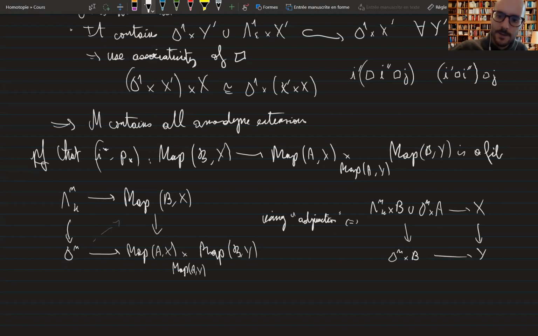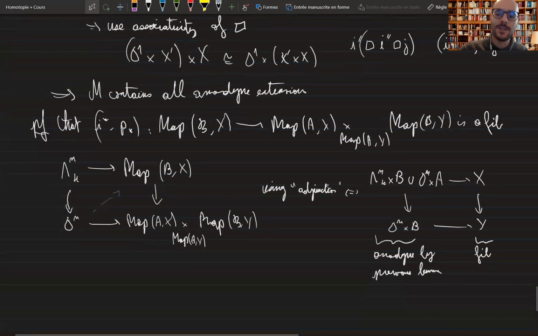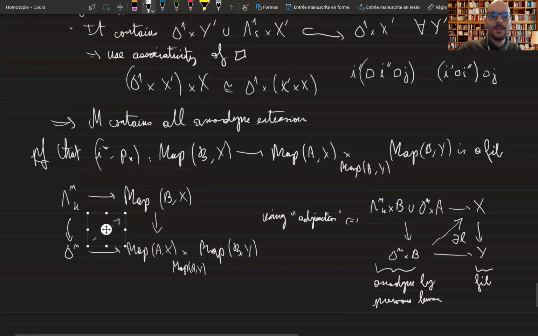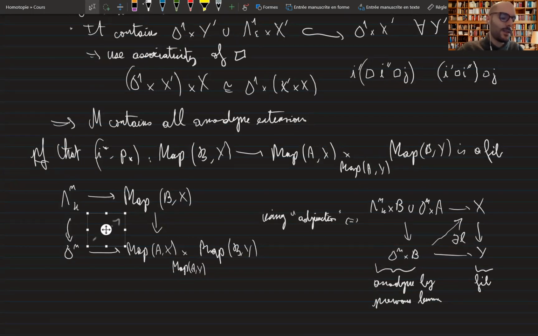But this one is anodyne by the previous lemma. This is a fibration, and we proved that fibrations have the right lifting property with respect to all anodyne extensions. So there exists a lift, and therefore there exists a lift here. Again, a lot of stuff going on, but you have to check a little bit.